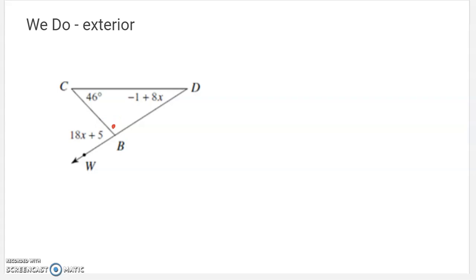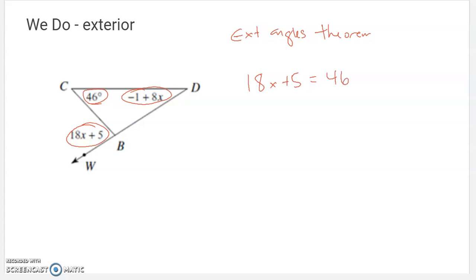So what I'm going to have to remember here is the exterior angles theorem. Not terribly easy to remember. It tells me that this exterior angle should be these two other interior angles added together, not the one right next to it, the other two. So it tells me that the exterior angle, 18x plus 5, should be equal to these two interior angles added together, 46 plus negative 1 plus 8x.